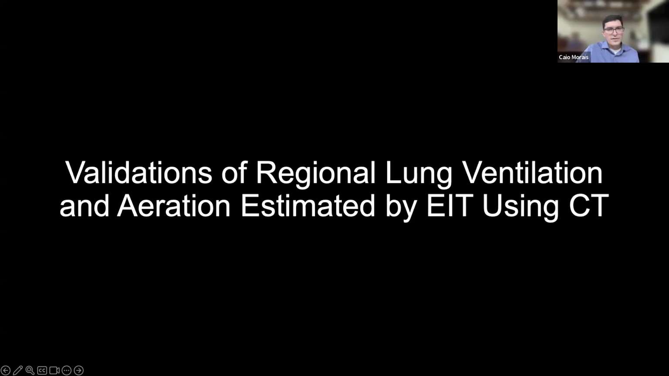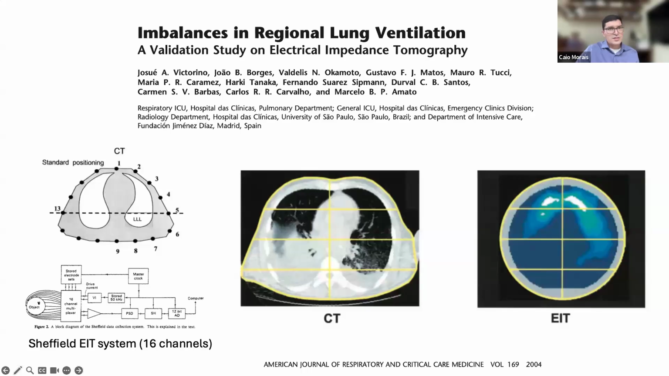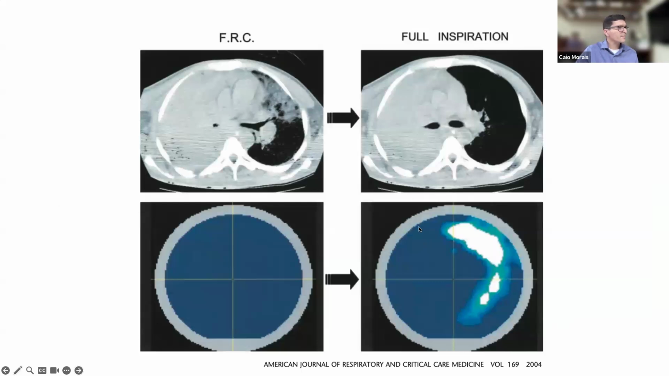A short part on validations. This is the first validation study in patients under controlled mechanical ventilation by Dr. Victorino. This paper was published in the Blue Journal in 2004, 20 years ago. They used the Sheffield system with 16 electrodes. Here we have some examples of the regions of interest selected by CT and EIT.